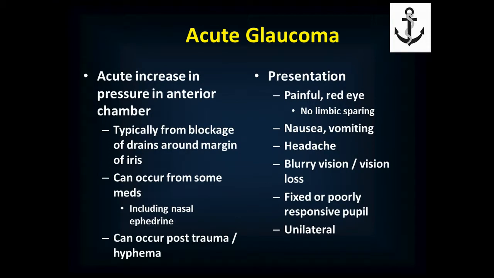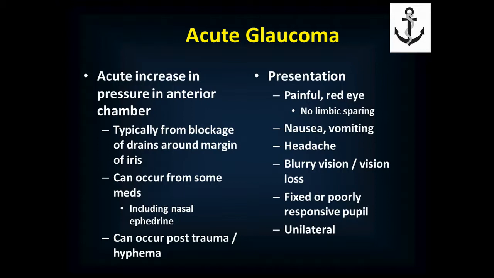Acute glaucoma is a sudden increase in the pressure in the anterior chamber, and typically it's from blockage of the drains around the margin of the iris, like blood from the hyphema. It can occur from some medications, and the one that's going to be problematic for you is nasal ephedrine, which is used as a nasal decongestant. So somebody has a cold, they're using nasal ephedrine, and then all of a sudden they have this painful red eye. The limbus is not spared, so the redness looks like a conjunctivitis, but it extends all the way to the cornea. They've got nausea and vomiting and a headache, and they get blurry vision as the lens gets distorted, and then finally vision loss.